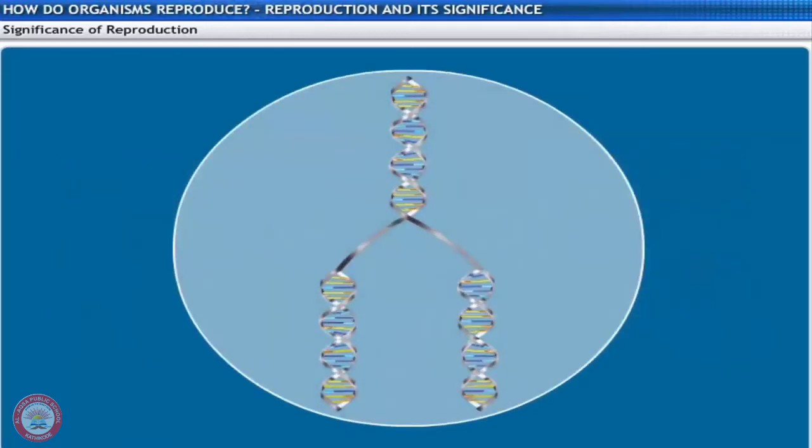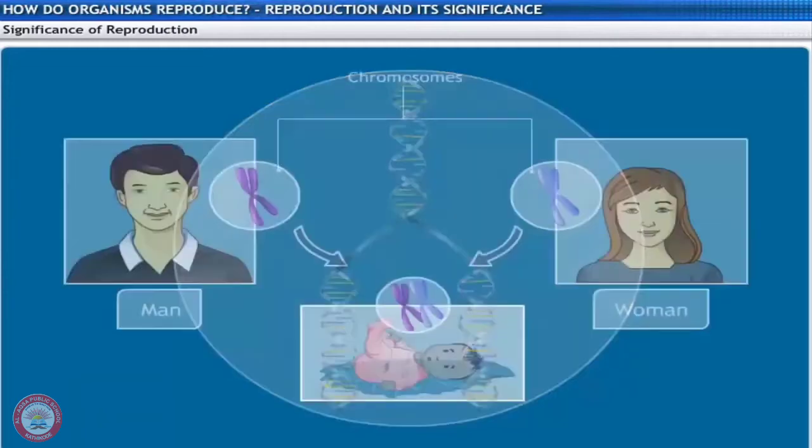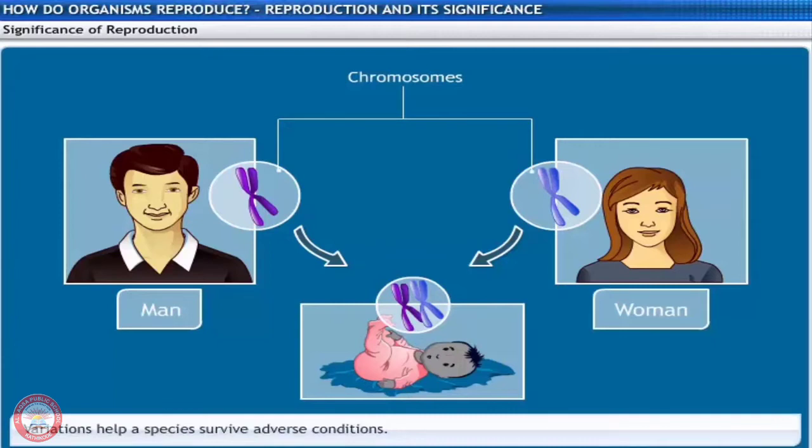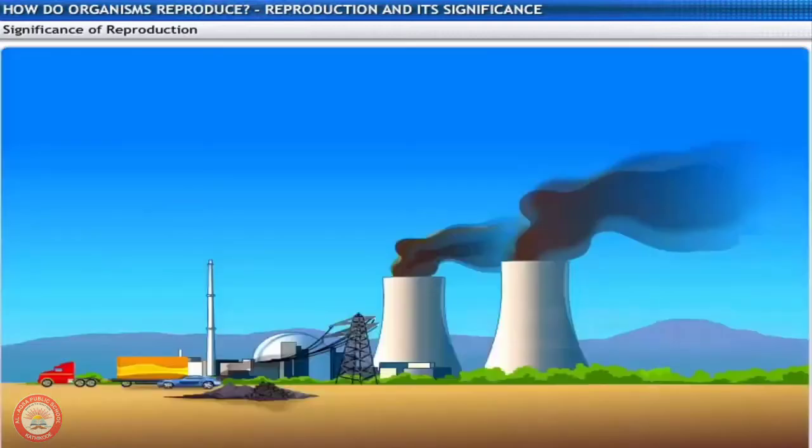But this DNA is not identically copied. This leads to variations in DNA. Such variations are transferred to the offspring and from there to the next generation. Variations sometimes help a species to survive adverse conditions.